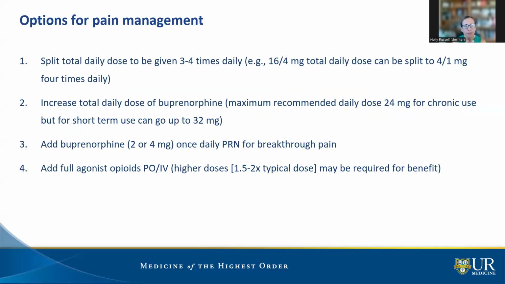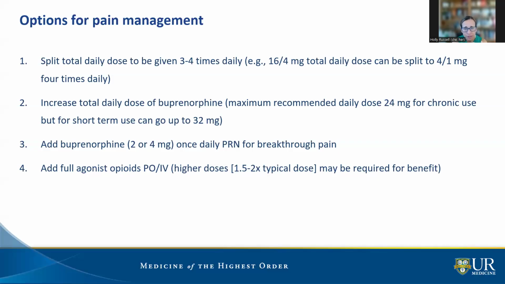If patients are having planned surgical procedures or have other acute pain needs, there are several options for acute pain management. One is to continue the same dose of buprenorphine and just give it more frequently. For reasons that aren't well understood, the analgesic properties of buprenorphine are improved with shorter interval dosing. So for example, if a patient was on 16 milligrams total, so 8 BID, you could split it and they could take half the dose 4 times a day, so 4 milligrams 4 times a day.